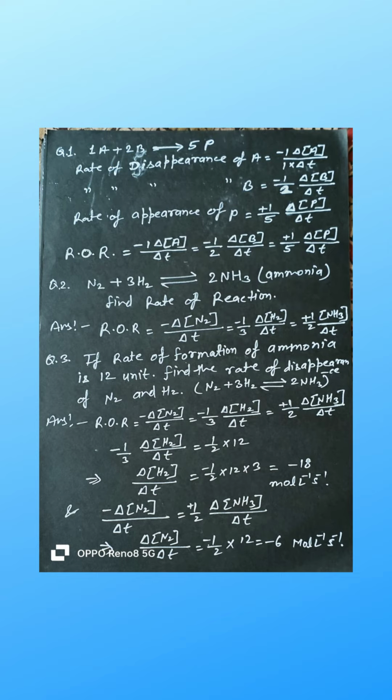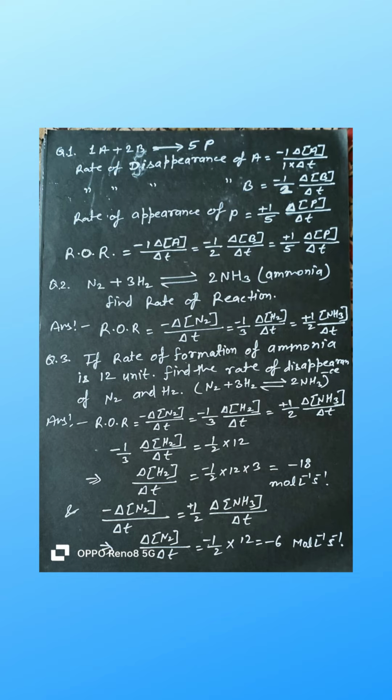Now let us start with question 1. 1A reacts with 2B to form 5P. We have to write the rate of disappearance and appearance. First, look at A. A is a reactant and its coefficient is 1. So, the rate of disappearance of A is change in concentration of A with time, and the sign is negative.